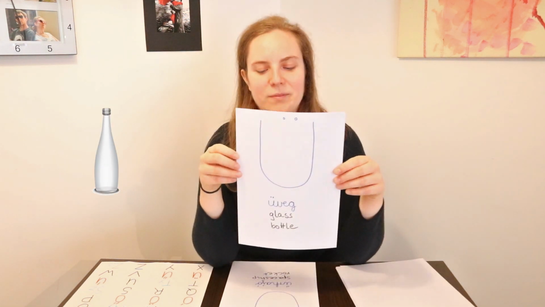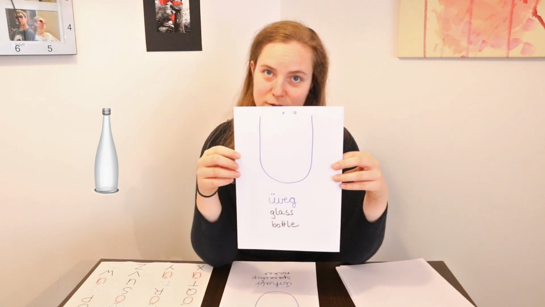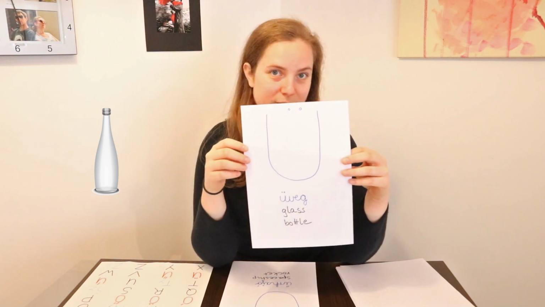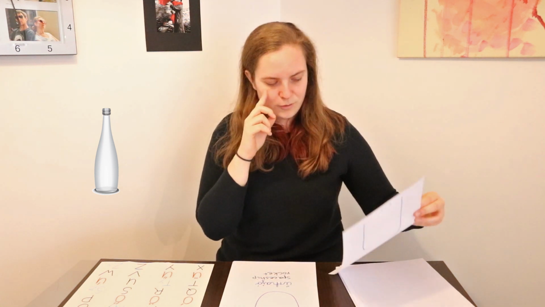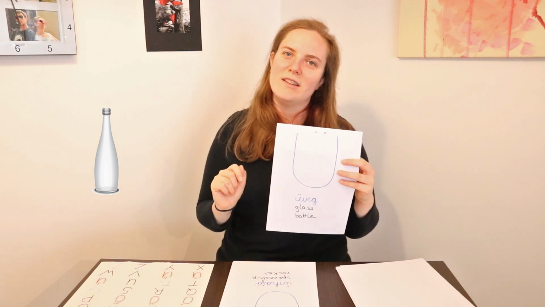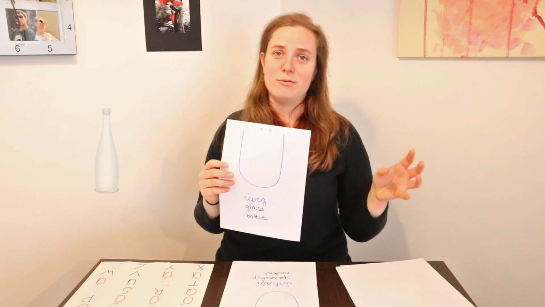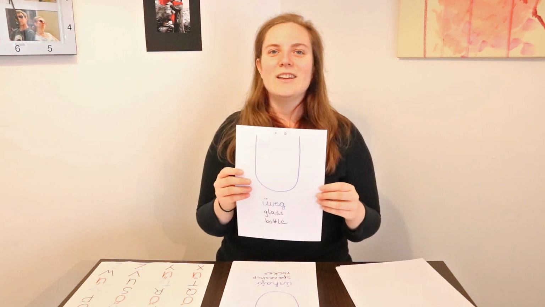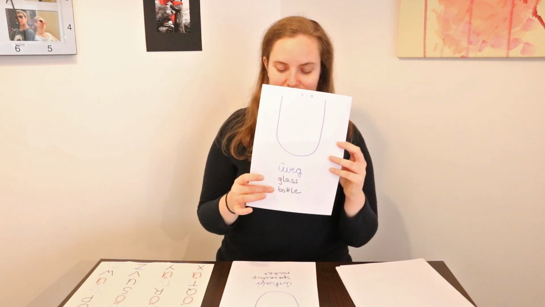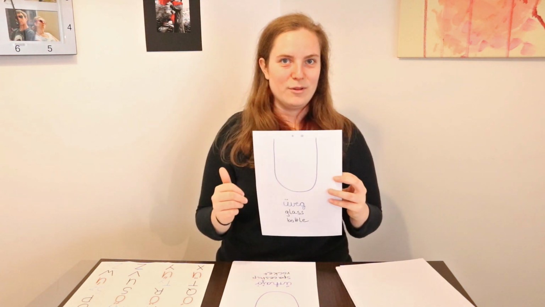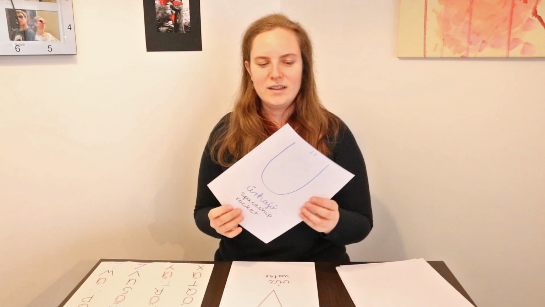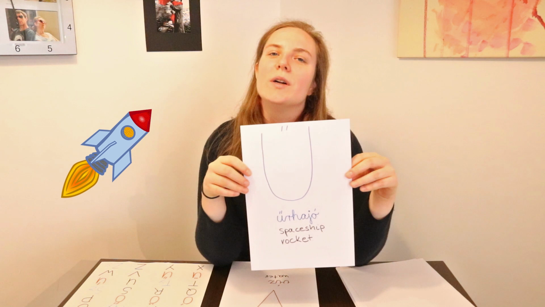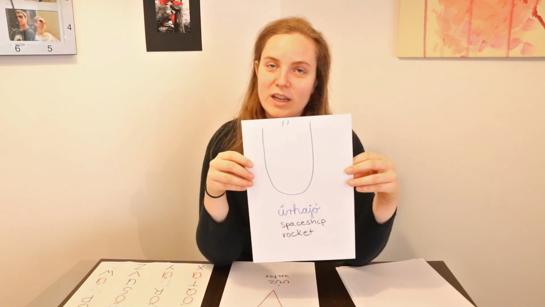Ü means üveg. It can mean a glass, or the material glass, or a bottle of something. There you go. Oh, but actually, glass is not used the same way as in English, so if I get a glass of water, I don't say üveg. I say a different word, which is pohár. So glass, the material, and bottle, the amount of liquid. This is our last vowel, Ű. Ű means űrhajó, which is a spaceship or a rocket.